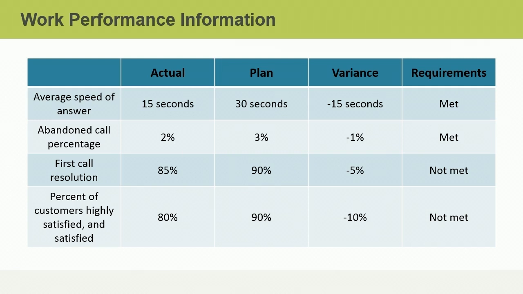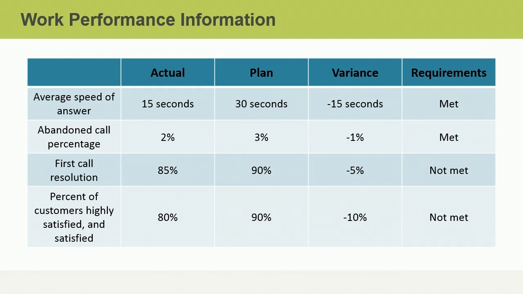According to the raw work performance data, the average speed of answer is 15 seconds. According to the scope management plan, the requirement is 30 seconds. Therefore, we can interpret the data and determine that the average speed of answer is meeting requirements. According to the raw work performance data, 2% of callers hang up before their call is answered. Is that good or bad? We can't tell until we compare this performance against the plan, which is 3%. With that information, we can turn the raw data into meaningful work performance information and say that the abandoned call percentage is meeting requirements. So our callers are receiving the timely response that is required.